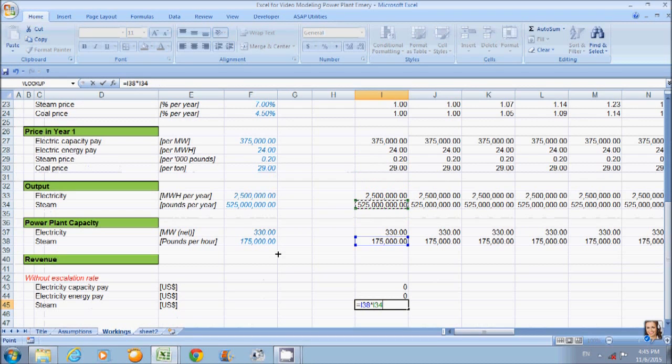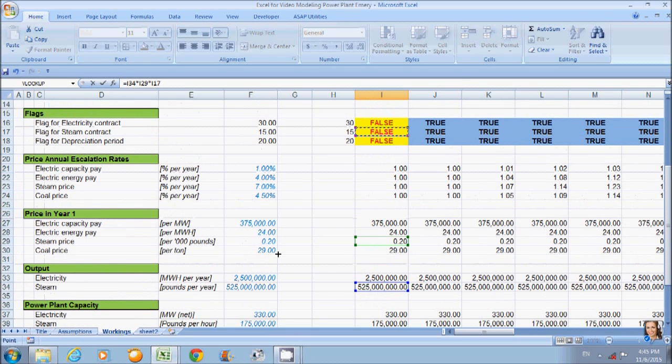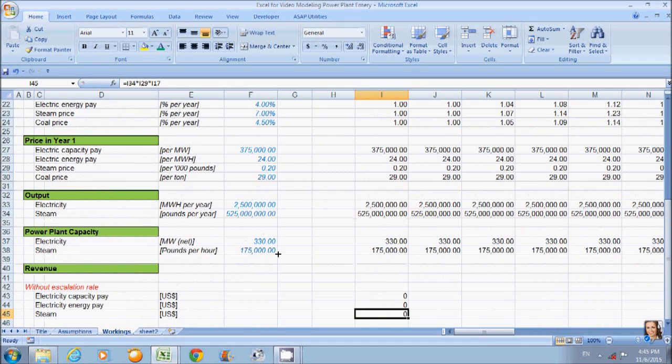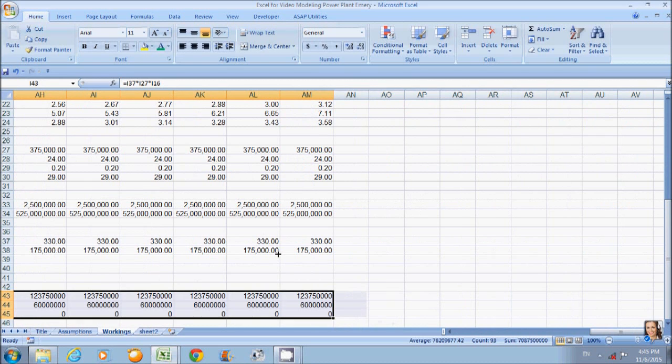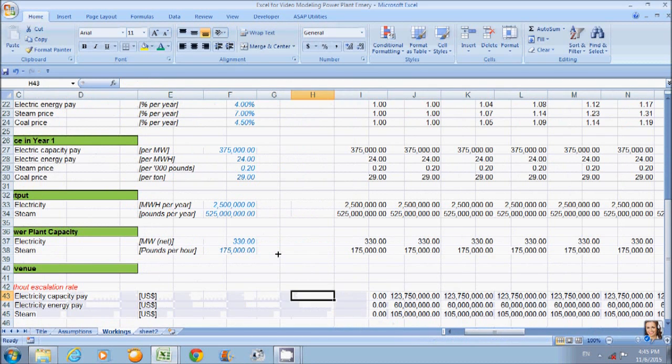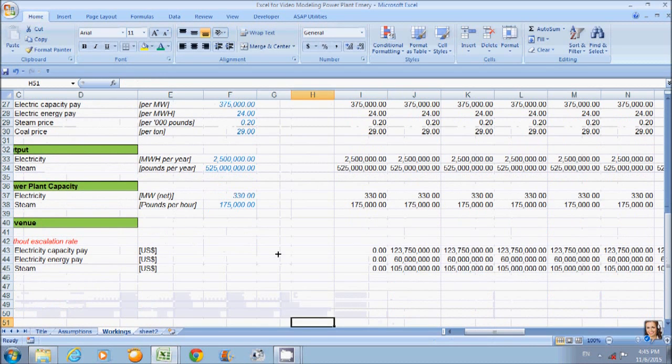Oh, no. You don't need that, so basically you just need the output times your price times the energy or the steam. Okay, and then just 30 years. Okay, then just the format. Right, so we already have that.